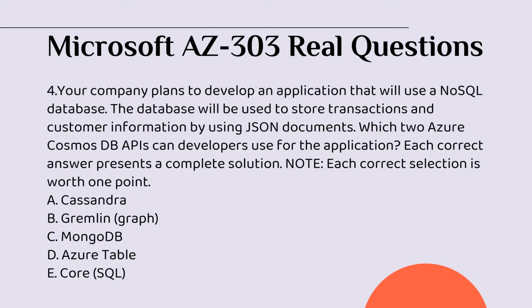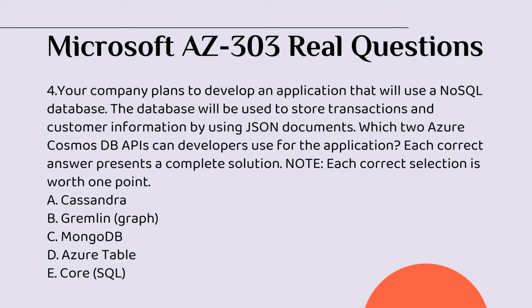4. Your company plans to develop an application that will use a NoSQL database. The database will be used to store transactions and customer information by using JSON documents. Which 2 Azure Cosmos DB APIs can developers use for the application? Each correct answer presents a complete solution. Note: each correct selection is worth 1 point. A. Cassandra. B. Gremlin (Graph). C. MongoDB. D. Azure Table.